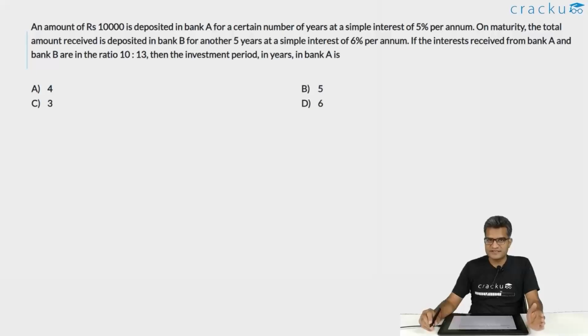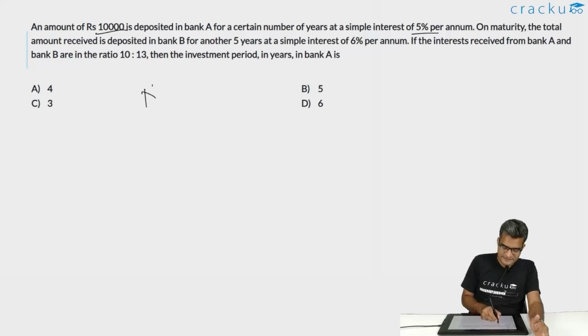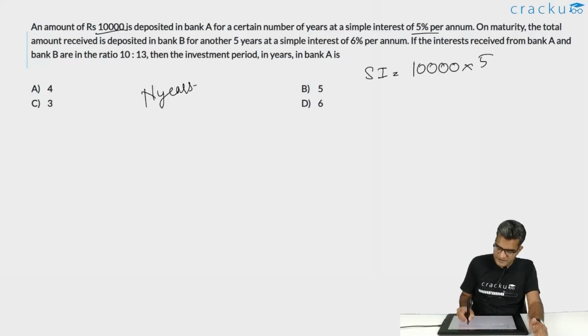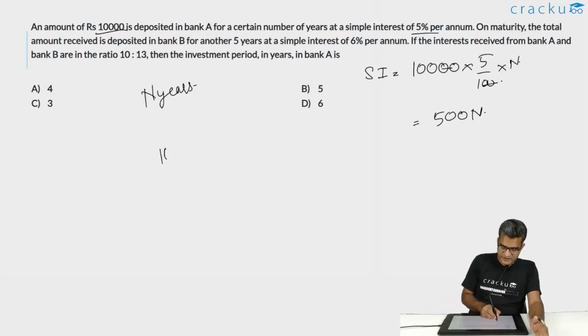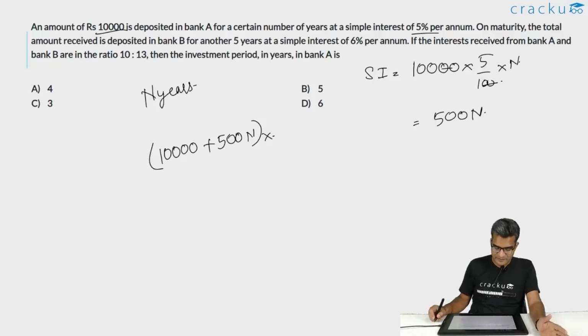In this question, we are told that there is an amount which is 10,000 rupees. This was deposited in a bank A for a certain number of years at a simple interest of 5%. Let us assume that it was deposited in this bank for n years. So the simple interest will be principal, which is 10,000, into 5% into n. This is equal to 500n. So the total amount that is received will be 10,000, which is the principal, plus the simple interest, which is 500n.